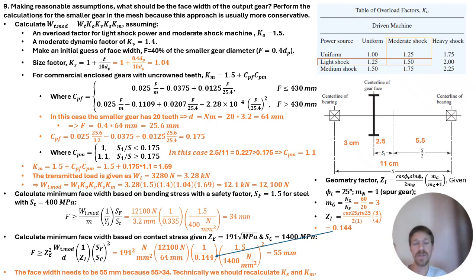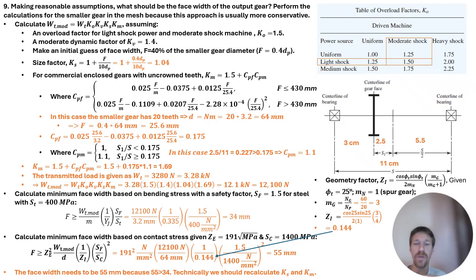So we should iterate, but first we need to check what should our minimum face width be based on contact stress before we decide to iterate. So we plug the factors for the equation that we need there. We're going to use a ZE equals 191 root MPa. That's the elastic interaction value for steel on steel for those gear teeth. And then an S sub C, so a contact strength of 1,400 megapascals. The contact strength is usually higher than the tensile strength, so the 1,400 is quite a bit higher than the 400 megapascals from the bending stress equation.